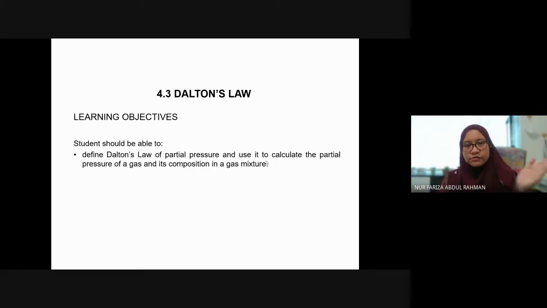Previously. So now we have Dalton's law. Dia punya highlight is on the composition of the gas in a gas mixture. So what happened to the pressure, and then what happened to the mole. So when we have gas mixture, ada campuran of gas, so automatically we will have the total pressure.